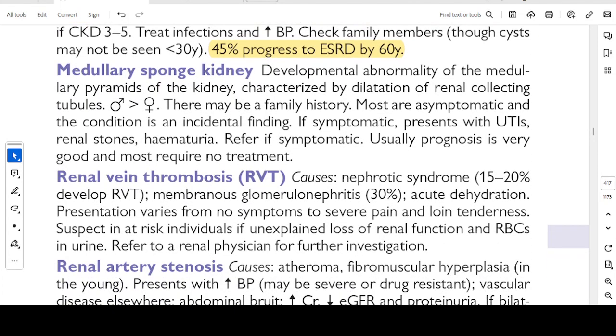Medullary sponge kidney. The developmental abnormality of the medullary pyramids of the kidney characterized by dilatation of the renal collecting tubules. It is more common in males than females. There may be a family history of medullary sponge kidney. Most are asymptomatic and the condition is an incidental finding. If symptomatic, presents with UTIs, renal stones, hematuria. Refer if symptomatic. Usually prognosis is very good and most require no treatment.